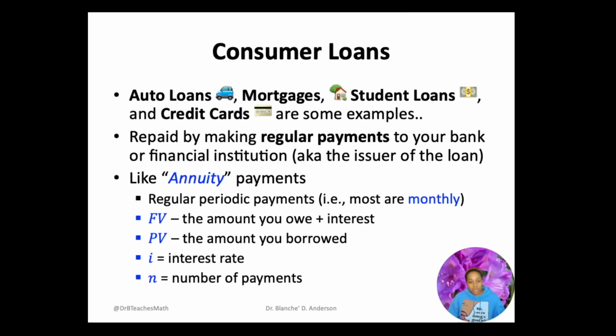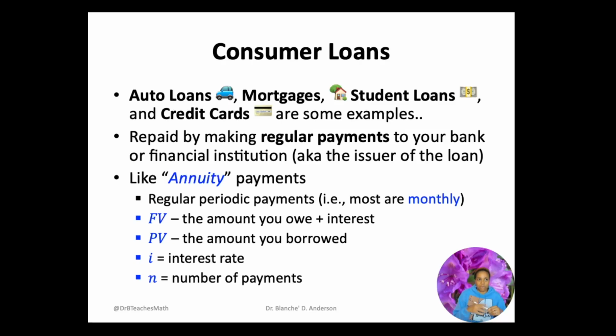So, consumer loans, as you know, consist of auto loans, mortgages, student loans, credit cards, any type of financial product where you go to a financial institution and say, hey, I need this money. They give you the money, they charge you interest, and you pay back, you make payments. You make regular payments, right? So it's sort of like an annuity because a lot of times the payments are consistent. They're the same across the board. They're every month. Most consumer loans are going to be every month.